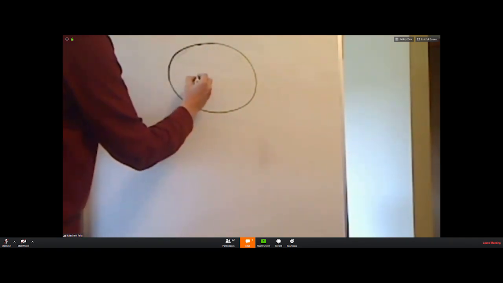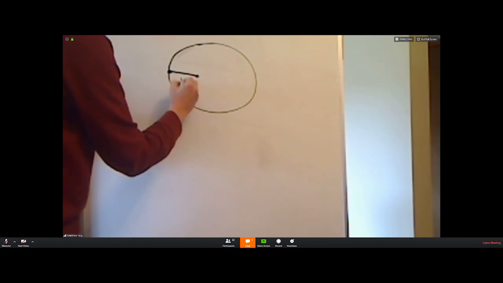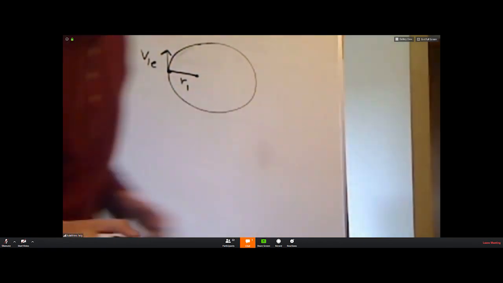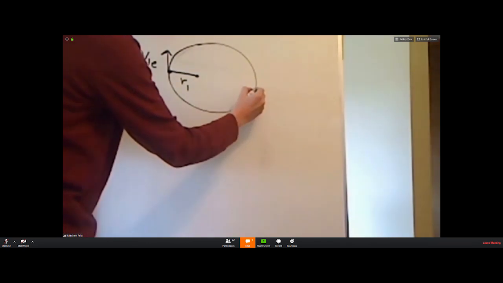I'm going to call this right here R1, and I'm going to call this V1E. Am I on the screen, off the screen? I'm on the screen. And then over here, this is the Earth. So that is radius 2, and this is going to be speed 2. And speed 1 is faster.